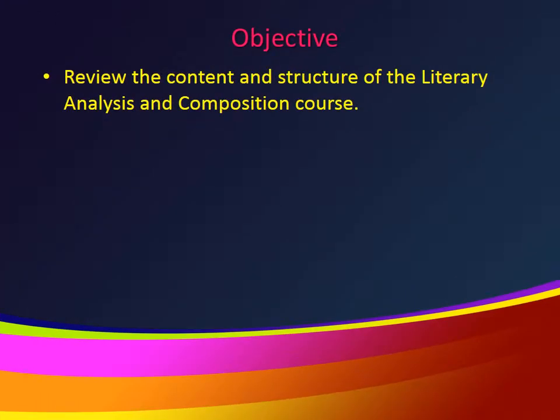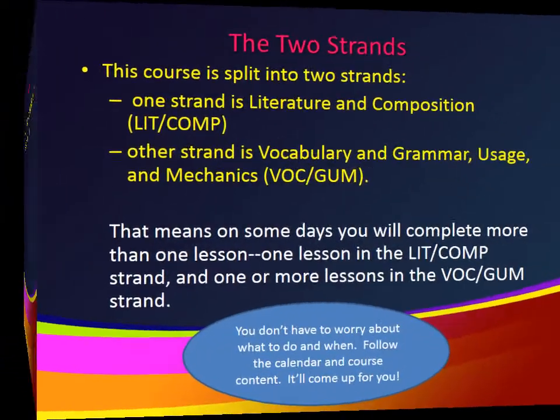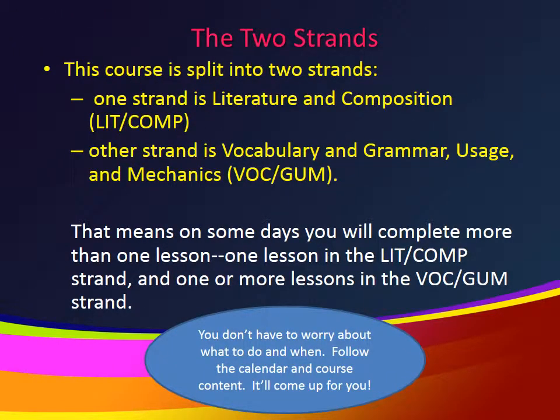All right, the objective of this lesson today is to simply give you a review of the content and structure of our literary analysis and composition course. So basically there are two strands to this course, and the first one is literature and composition, and you'll most often see it abbreviated as Lit Comp. And the other strand is vocabulary and grammar and usage and mechanics, and you'll see that abbreviated as such.